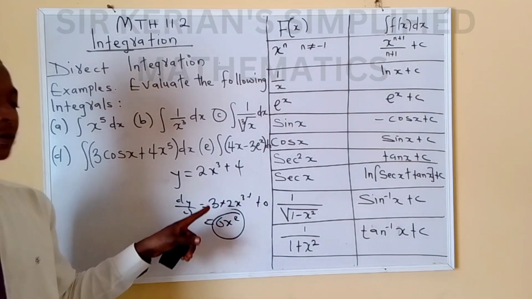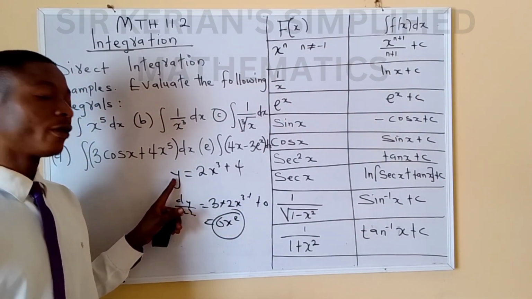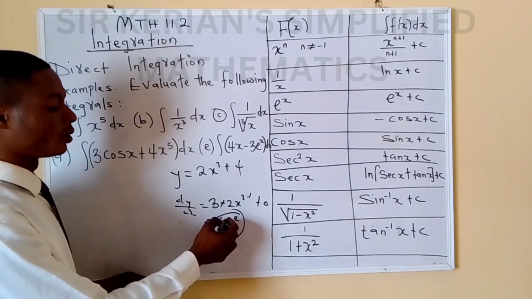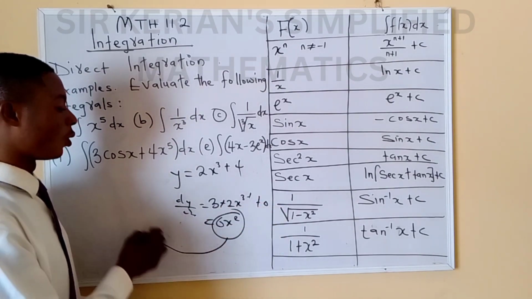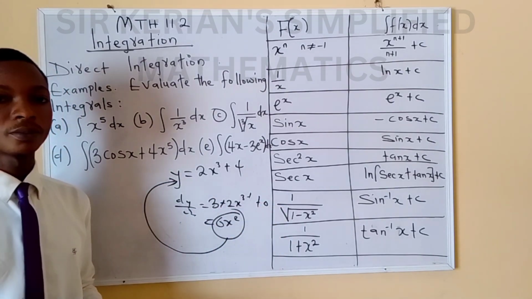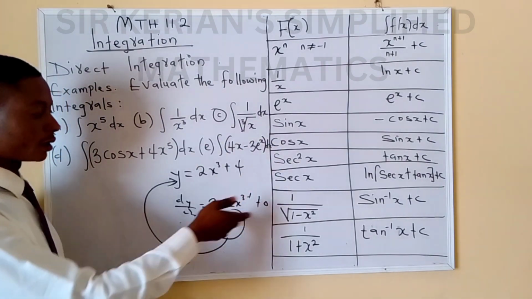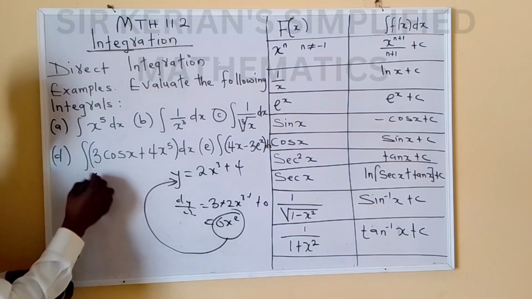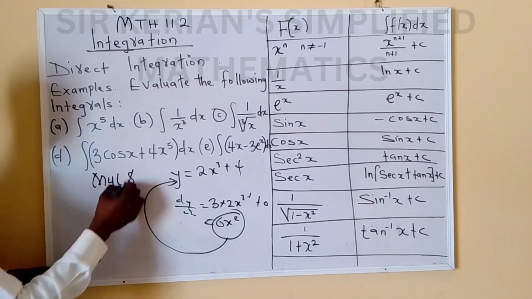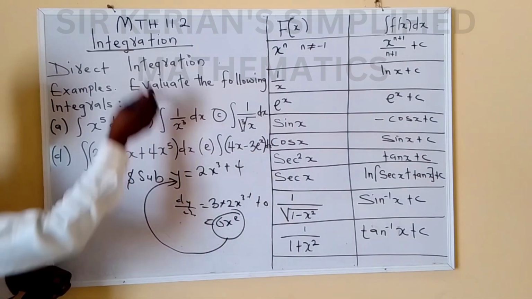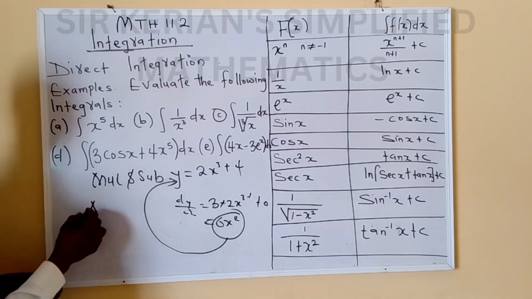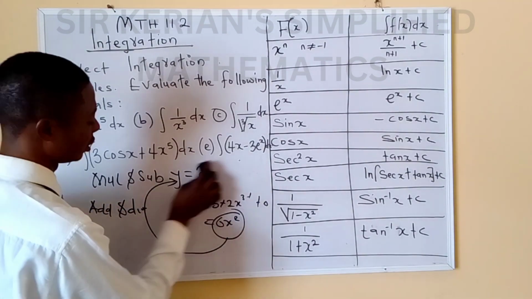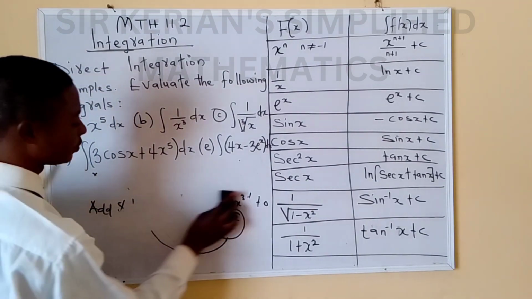Now, in differentiation, you are given a function to find the derivative. In integration, you have been given the derivative, the final solution, to go back to the function. So this reverse is what we call integration. In differentiation, we multiply and subtract. But in integration, we add and divide. So those are the major differences. I think with that we can start something.